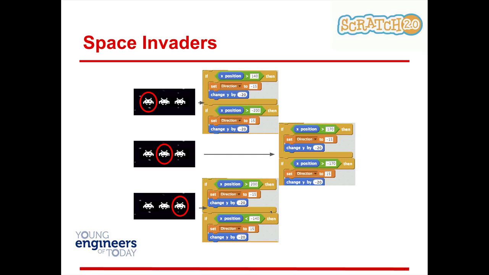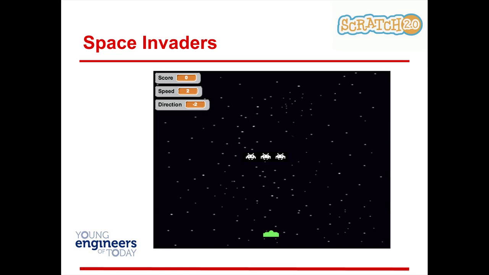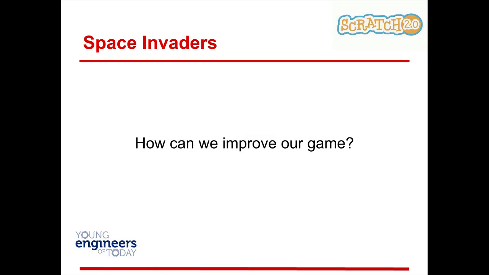And if X position, and in these cases, this should be less than, and this should be less than 140, change it by 20. So in this case, this is greater, this should be less than. This is greater, this should be less than, greater, less than. All right, press 1 easy, 2 to start, that's what it should look like. And then the alien should be going back and forth on your screen.